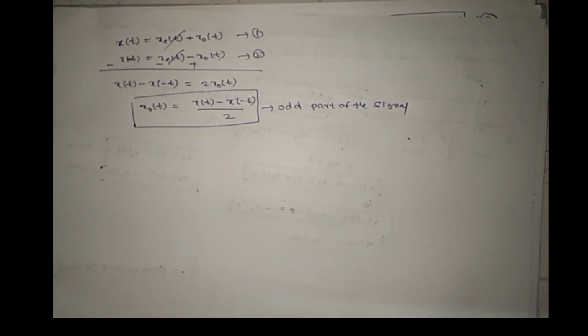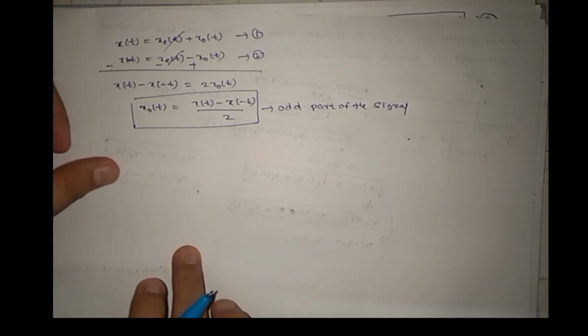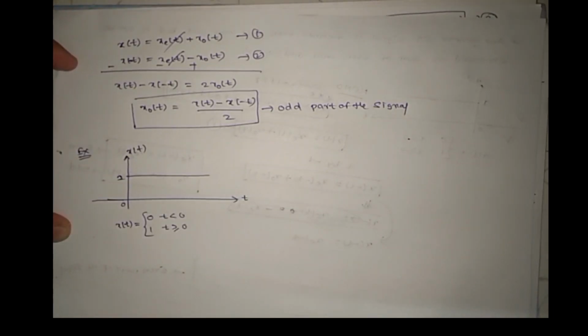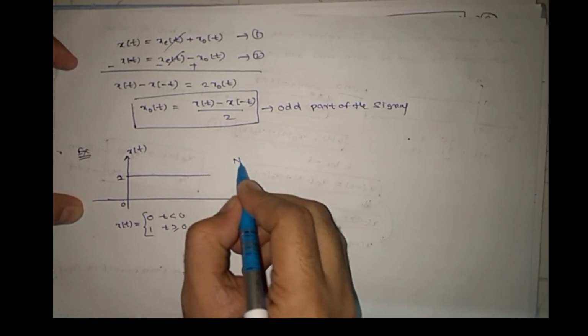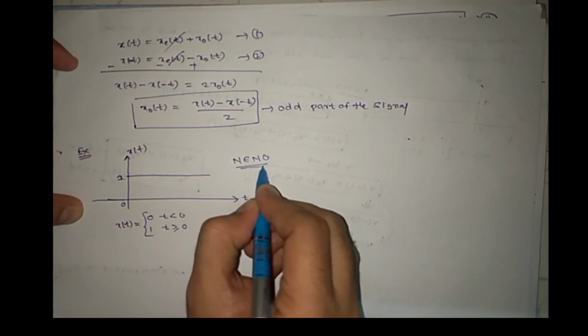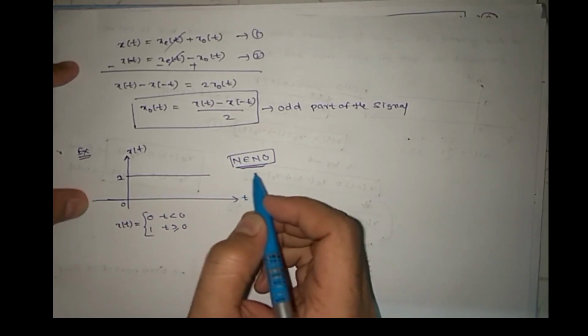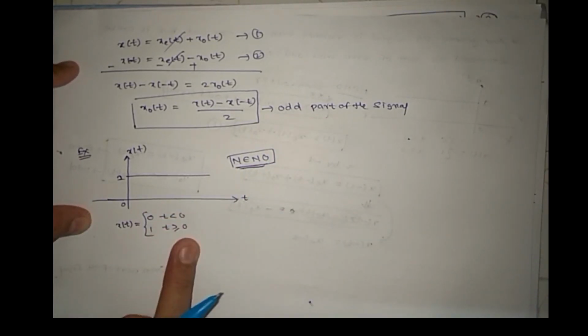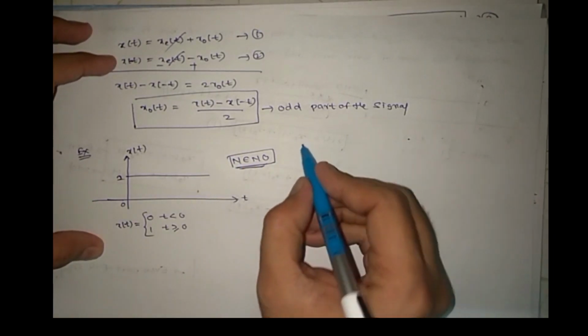Now we know how to find the even part and the odd part of the signal from the given signal. Let us solve the same example. In this we will see what the even part of the signal is and what the odd part is. This is a neither even nor odd signal. Be careful, this is neither even nor odd. So let us find the even part and the odd part of this signal.